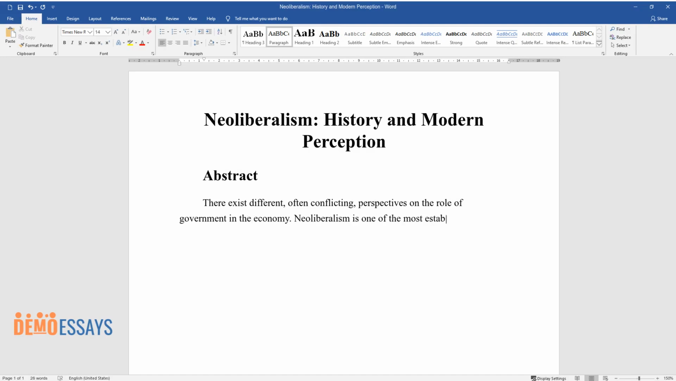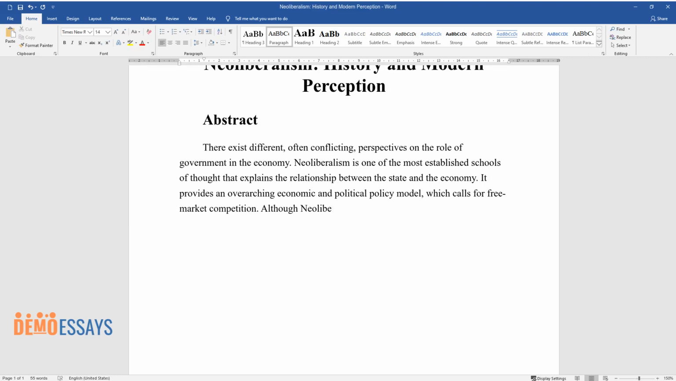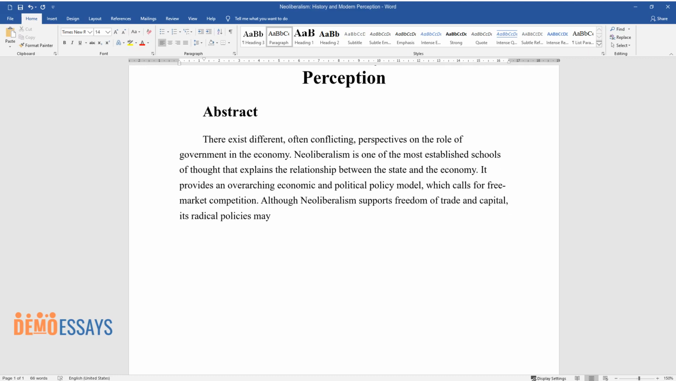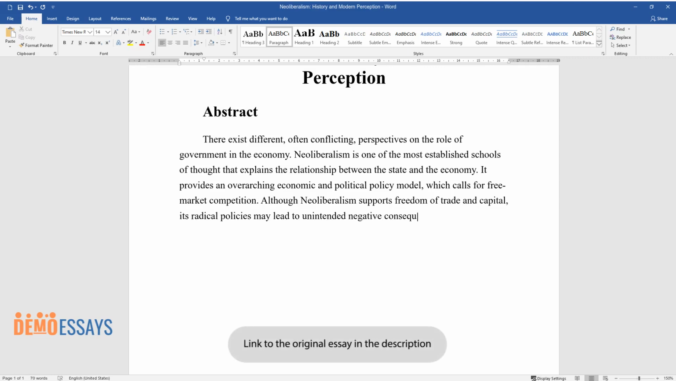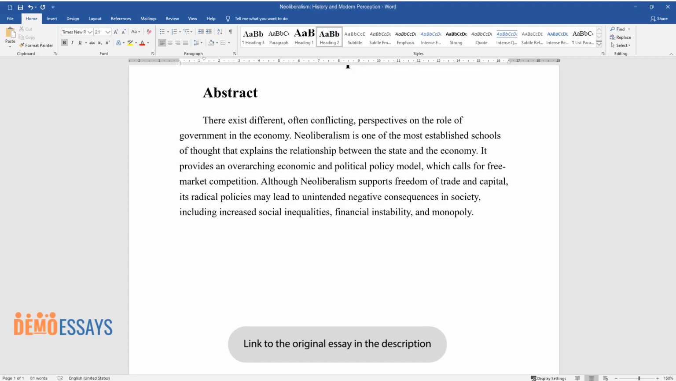Neoliberalism is one of the most established schools of thought that explains the relationship between the state and the economy. It provides an overarching economic and political policy model, which calls for free market competition. Although neoliberalism supports freedom of trade and capital, its radical policies may lead to unintended negative consequences in society, including increased social inequalities, financial instability, and monopoly.